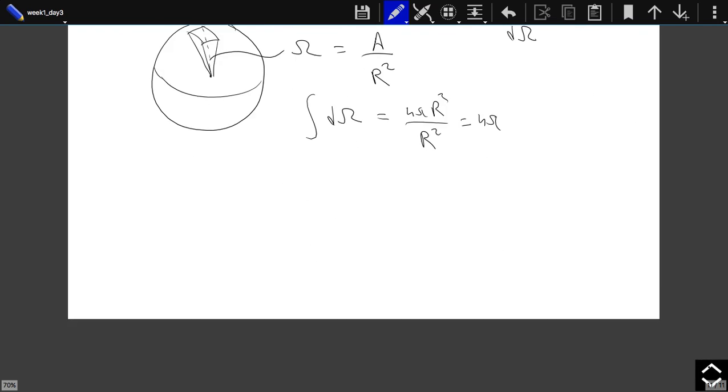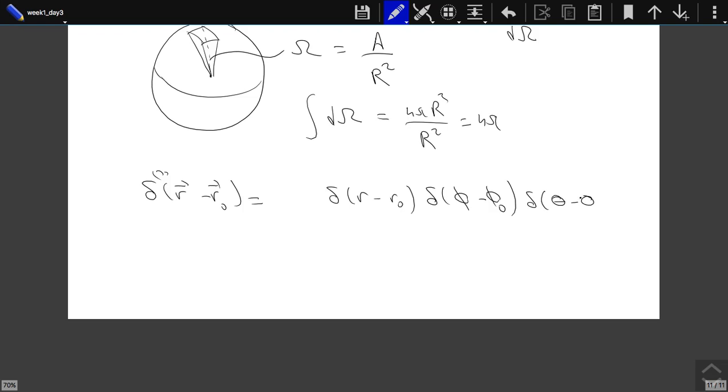And let's write now, before you go, let's write down the Dirac delta in spherical coordinates. Well, if two vectors are equal, they should have the same components, whatever components you use. In this case, we are using the spherical coordinates. So their spherical coordinates should be equal. So r should be equal to r0. Phi should be equal to phi 0. And theta should be equal to theta 0.